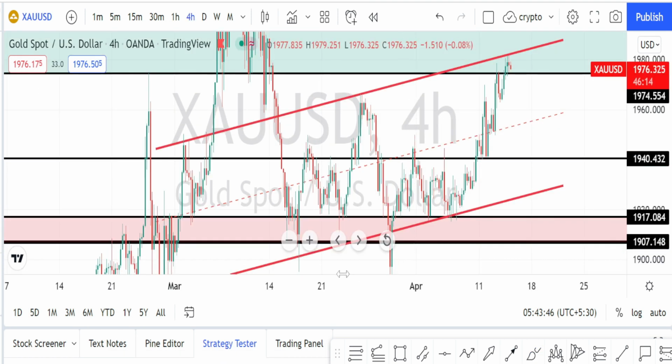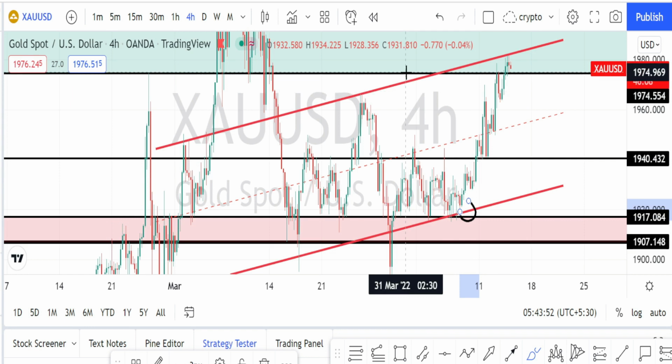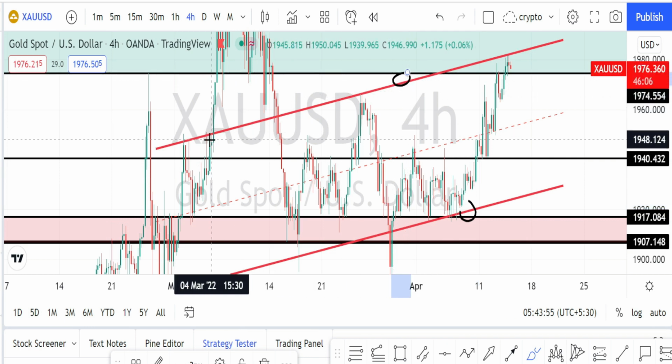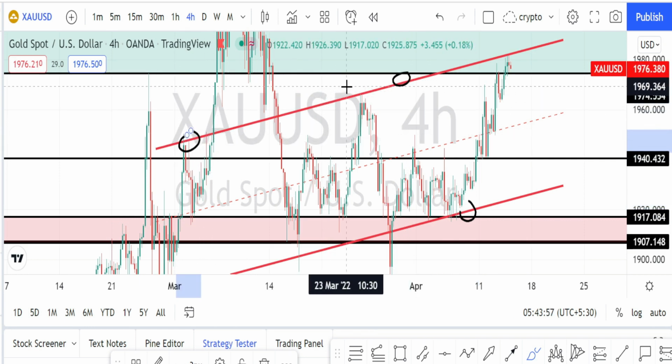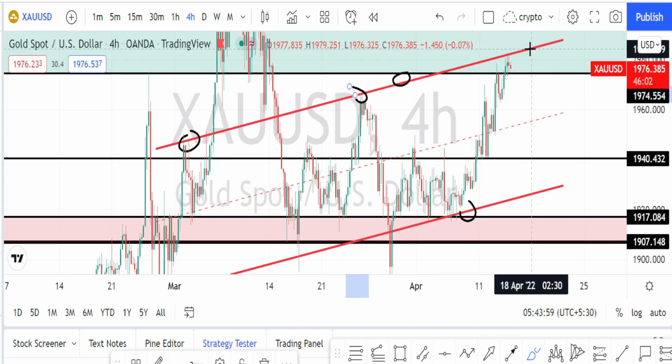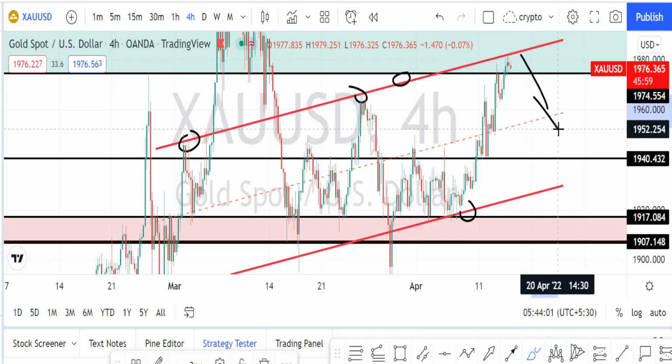I'm in 4 hours time frame now. In 4 hours time frame I have drawn a bullish channel pattern over here. Here we can clearly notice that the price action has tested this resistance line over here, and we are noticing a bearish trend reversal in 4 hours time frame.